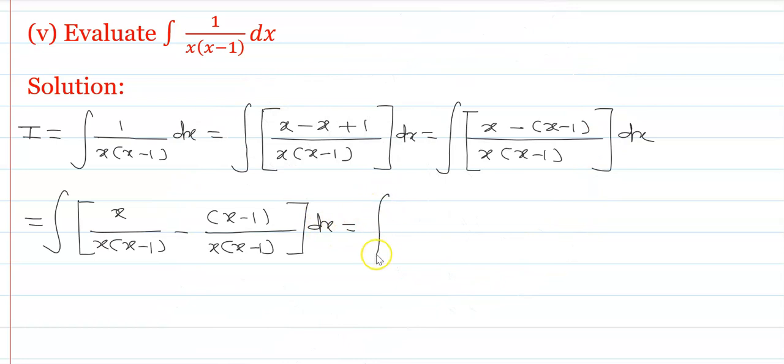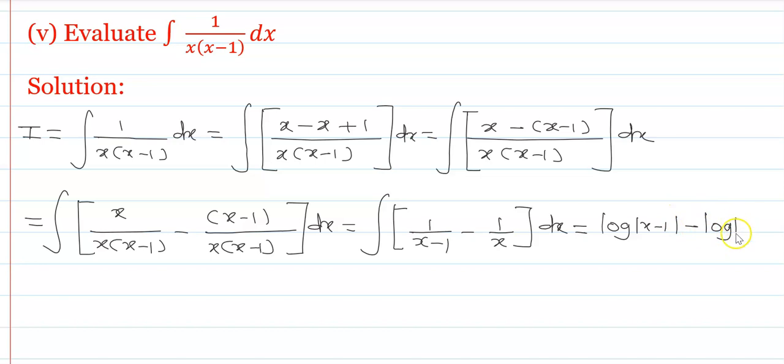And that's equals to integral in bracket. This x gets cancelled and you are getting 1 upon x minus 1. What about second? x minus 1 and x minus 1 get cancelled. You are getting 1 upon x bracket complete into dx. Now the integral of this, it is in the log form. Integral of 1 upon ax plus b in that form, and therefore the integral of this is log of mod of x minus 1 minus log of mod of x and plus c.